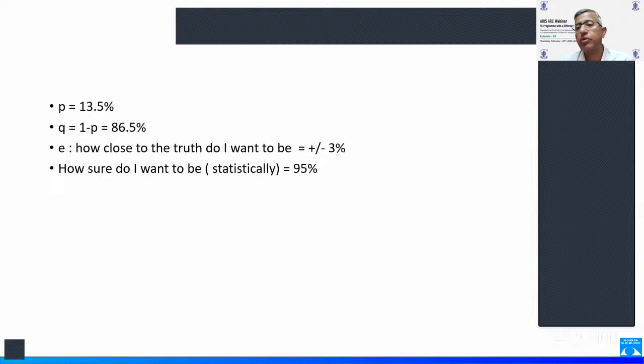If you're very strict about it, if you say you want to be within 1% of the expected result, your sample size is going to become very big. If you want to be within 10% of the expected result, your sample size will decrease.